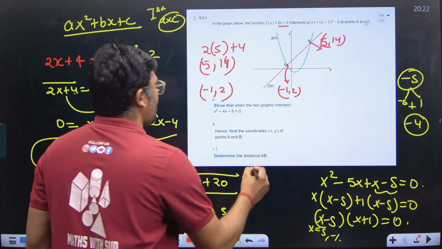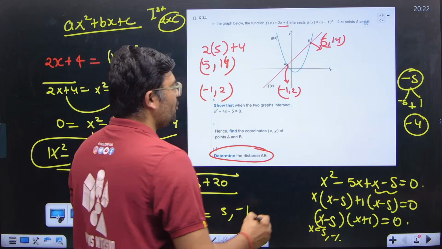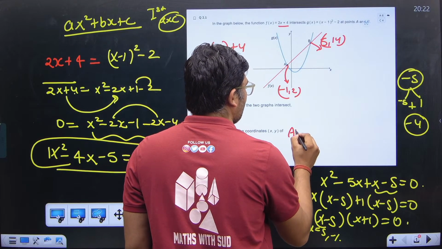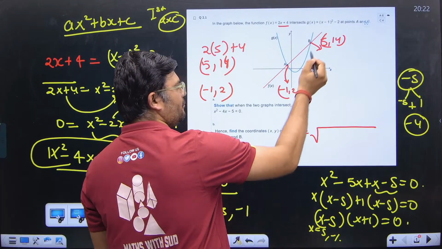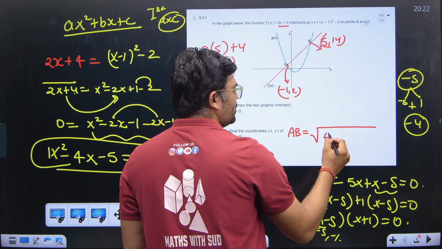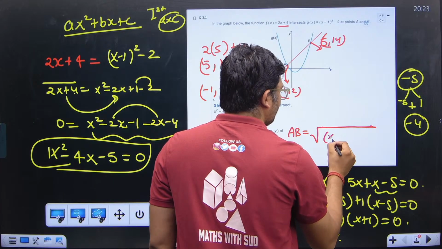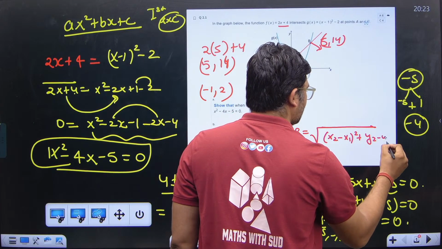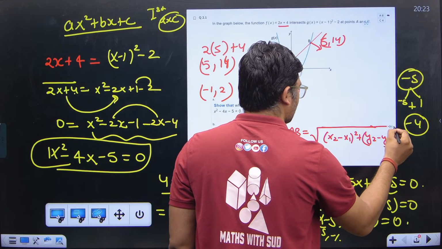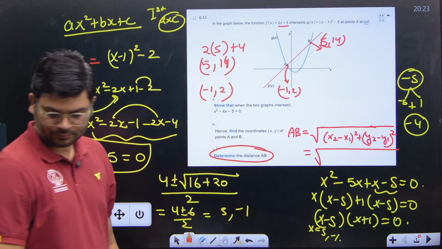Okay. Now you have been asked to find the distance AB. So you know what is the formula for distance? Distance formula is under root of x2 minus x1 whole square. So 5 minus 1 whole square is how much? 6 square. You can write the formula. If you want, I can write the formula. Formula is x2 minus x1 whole square plus y2 minus y1 whole square. Okay? Yes.